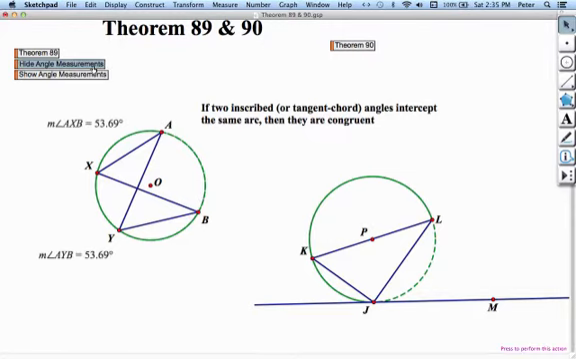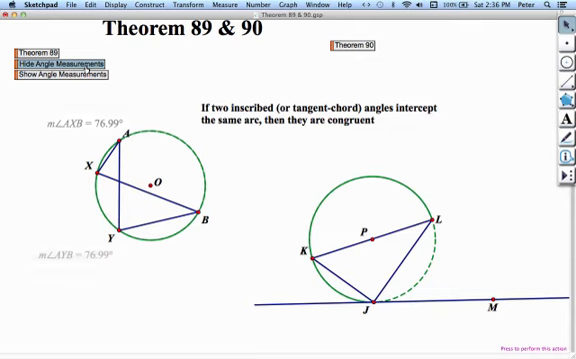Now let's take a look at the angle measurements involved. We can see that, sure enough, the measure of angle AXB is 53.69 degrees, and the measure of angle AYB is 53.69 degrees. No matter how I manipulate the diagram, you can see that since they're intercepting the same arc, the angles AXB and AYB will be congruent.